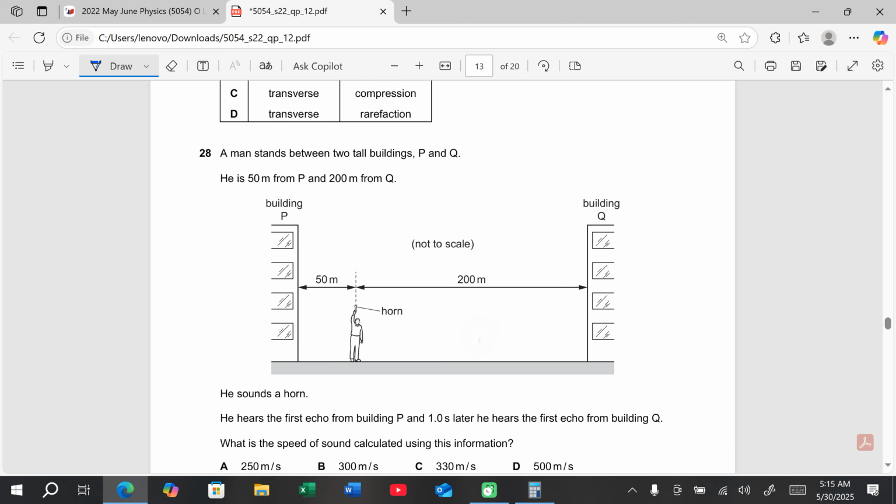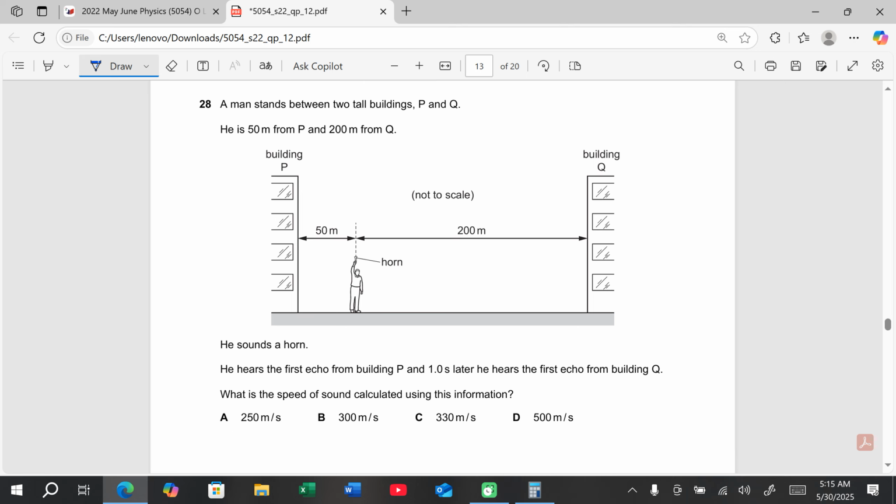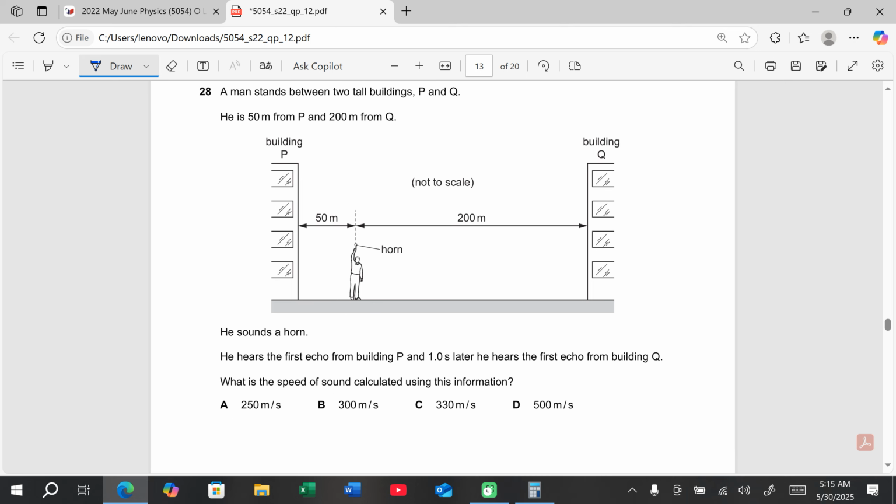A man stands between two tall buildings P and Q. He is 50 meters from P and 200 meters from Q. He sounds a horn. He hears the first echo from building P. 1 second later, he hears the second echo, from building Q. What is the speed of the sound calculated using the information?